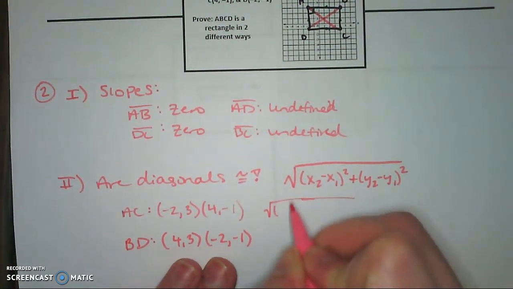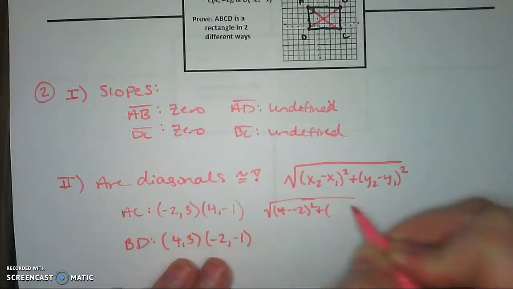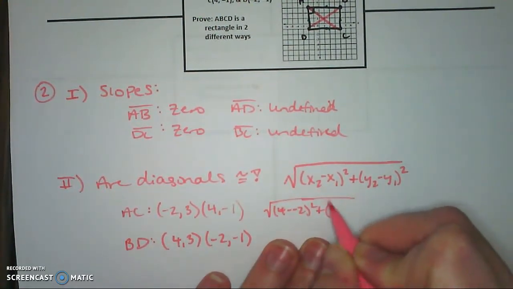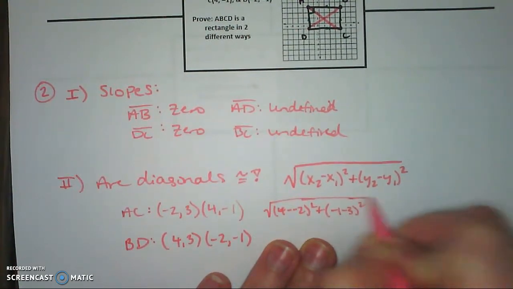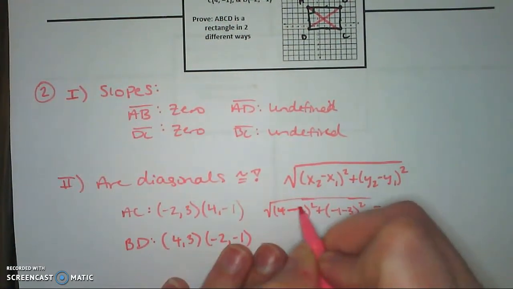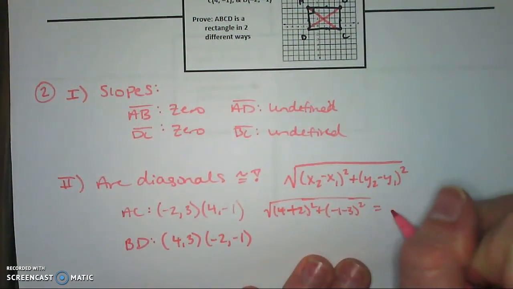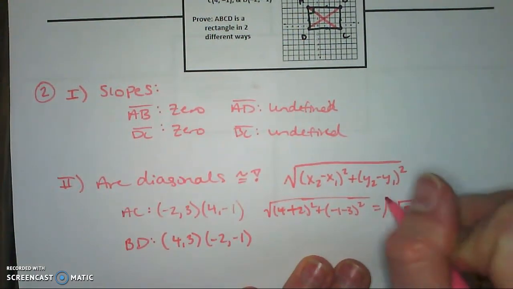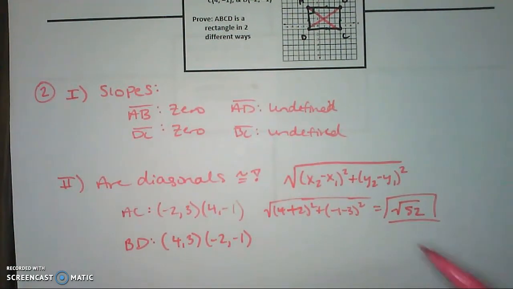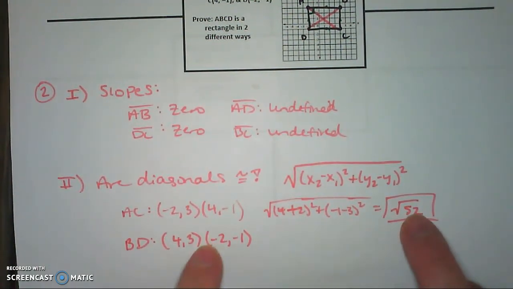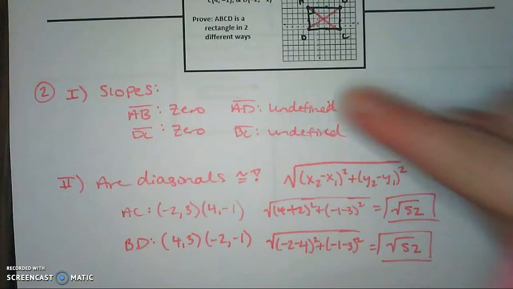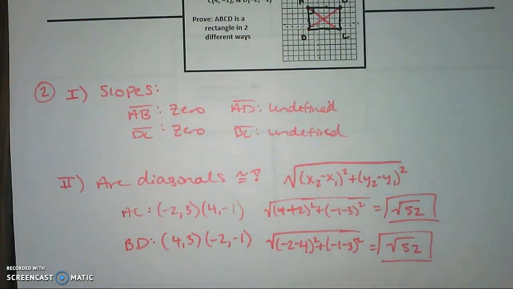So we're going to have (4 minus -2) squared, and then (-1 minus 3) squared, which is going to come out to be, make sure we add that, 4 plus 2 is 6 squared, so that's 36 plus 16, which is the square root of 52. You do not have to simplify if you don't want to, because we just want to see if these are going to have the same length. So because it's a parallelogram and the diagonals are congruent, this shows that it's a rectangle.